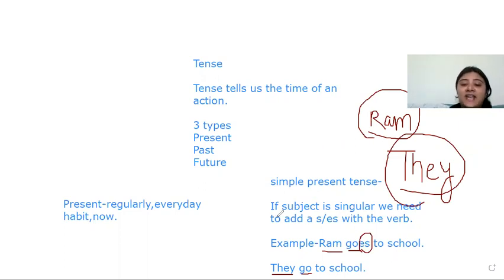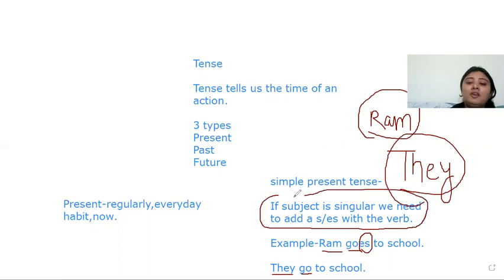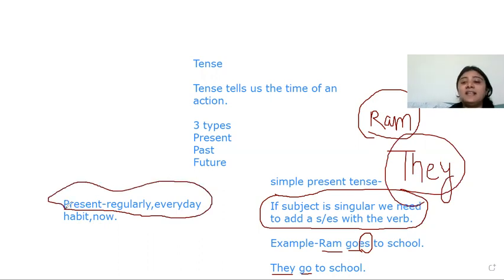If the subject is singular, we need to add s or es with the verb. If the subject is plural, then we are not going to add any s or es with the verb. And when do we use a simple present? We use a simple present when we are doing some action regularly or every day. Now, this is about simple present tense.